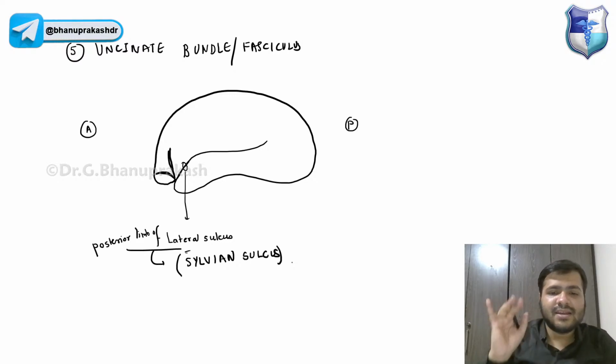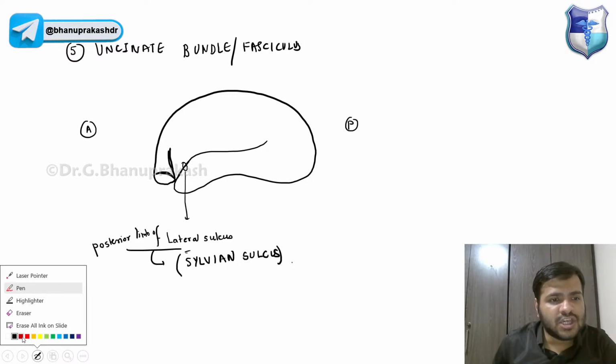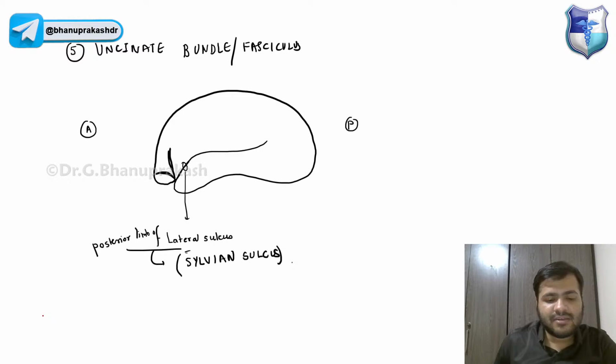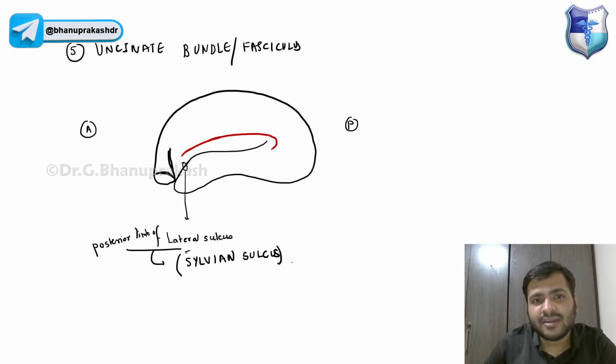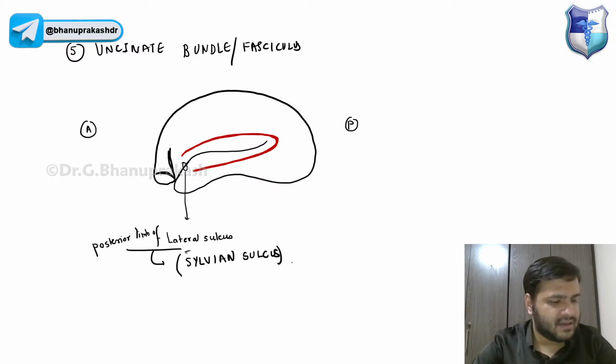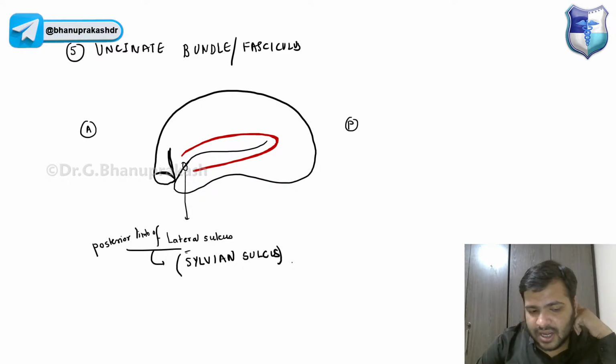Now guys, the uncinate bundle is basically a U-shaped band which is sharply bent over itself, right? Sharply bent over itself. It is like covering this entire lateral sulcus, I mean the Sylvian sulcus, the posterior limb. It is covering this entire posterior sulcus, I mean the posterior limb of this lateral sulcus or the Sylvian sulcus. Now guys, where does it begin?